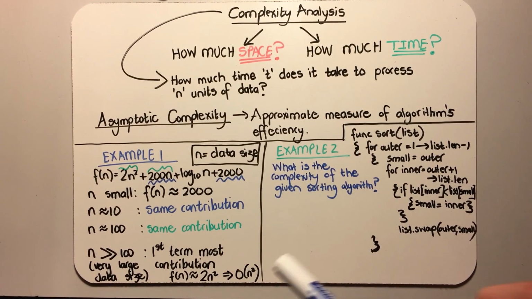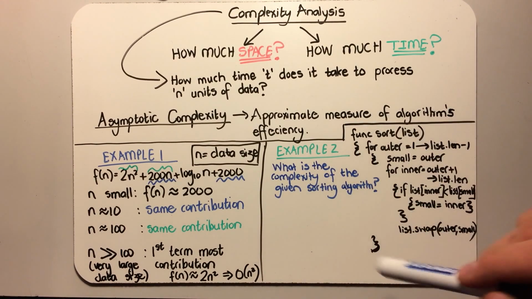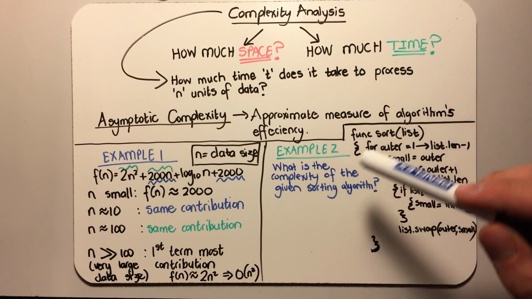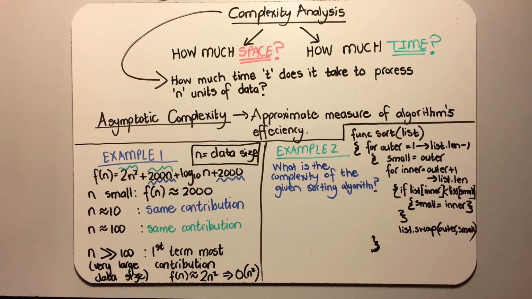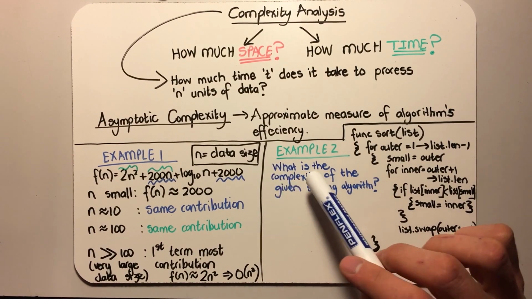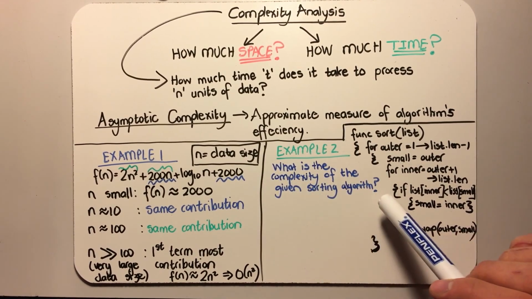Okay, then we're going to look at a second example. We're given the sort function. It's known as a selection sort. And you don't have to worry about how it actually works in terms of sorting, but we're asked what is the complexity of the given sorting algorithm.